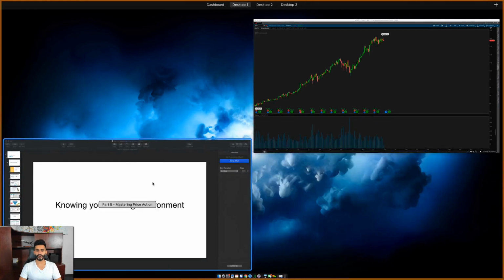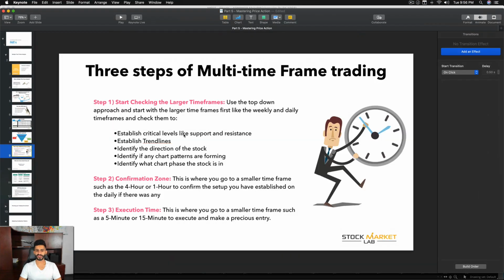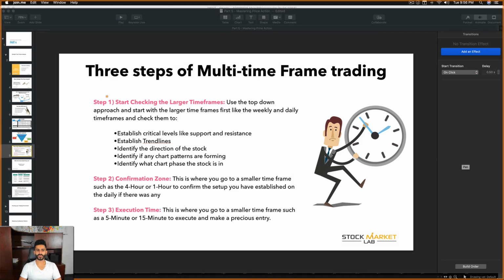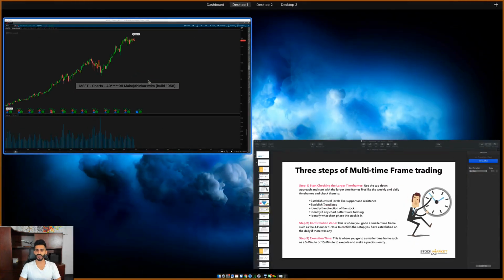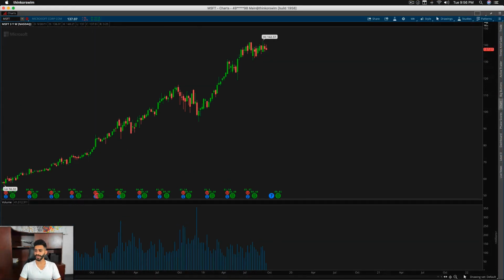So how are we doing our analysis? We're doing our analysis starting with the 3 steps of multi-time frame trading. The first thing we always do is start from a larger time frame. When we look at a larger time frame, this is what we establish: critical levels of support and resistance, trend lines, if any, identify the direction, identify if any chart patterns are forming, and identify what chart phase the stock is in. So let's identify all of these 5 steps.